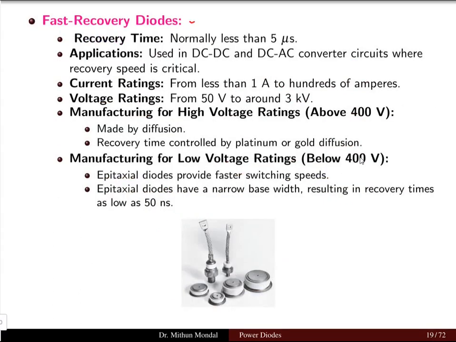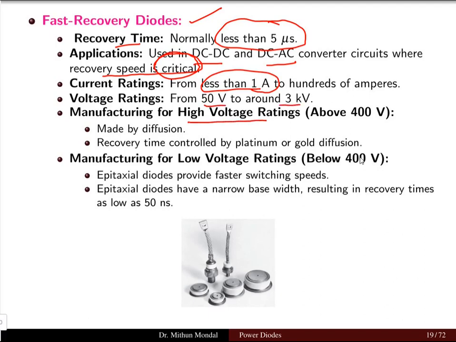When we talk about the fast recovery diodes, normally the reverse recovery time of these diodes is less than 5 microseconds. They are used in applications such as DC to DC converters or DC to AC converters where recovery speed is critical. The current rating is less than 1 ampere and the voltage from 50 volt to around 3 kilovolt.